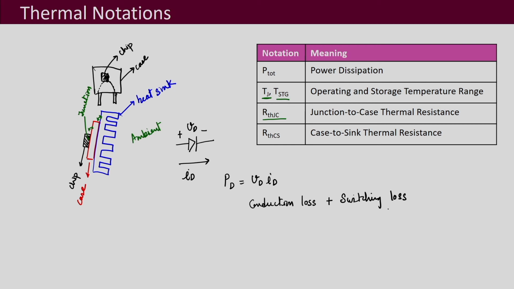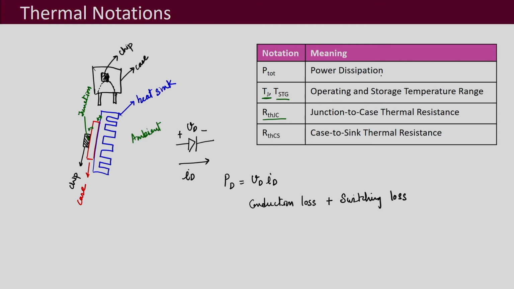Okay, so those are the switching losses. So, what is the maximum power dissipation that the diode can withstand? That will be most of the time provided in the data sheets. And what is the importance of it? Why is it related to thermal specifications?